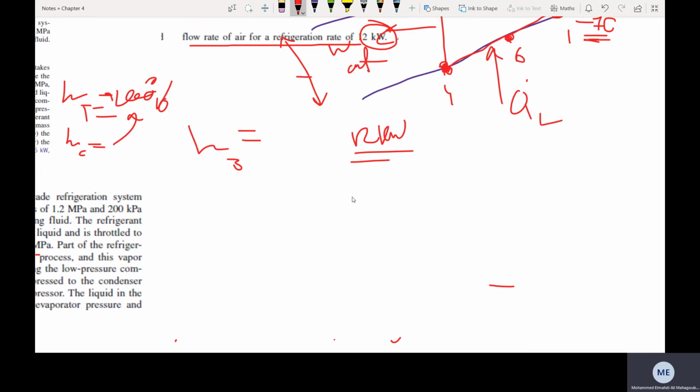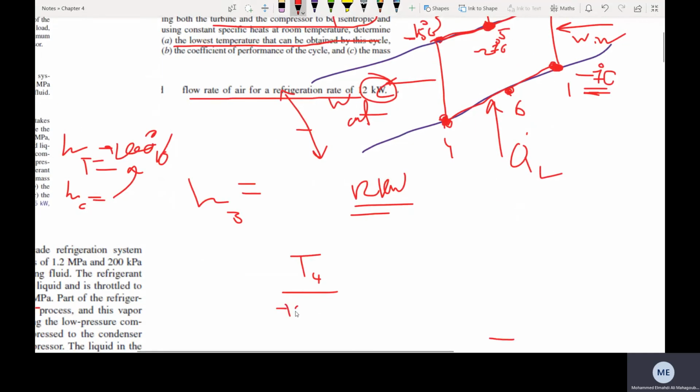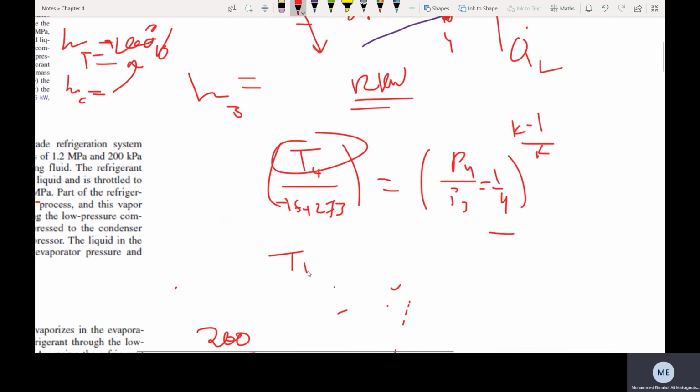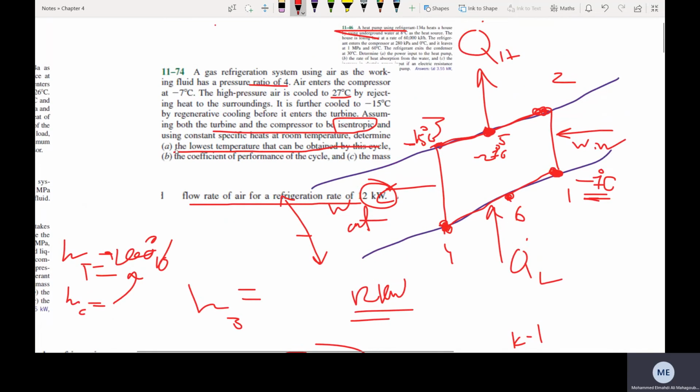Okay, this relation. So T4, the one that I want to find, over T1, which is minus 15 plus 273, don't forget, is equal to the pressure of point 4 over pressure 3. And now this one is 1 over 4, not 4. Okay, and now the exponent is (K minus 1) over K, and you know that K over here is 1.4. So now you find T4. T4 is the lowest temperature in the cycle.